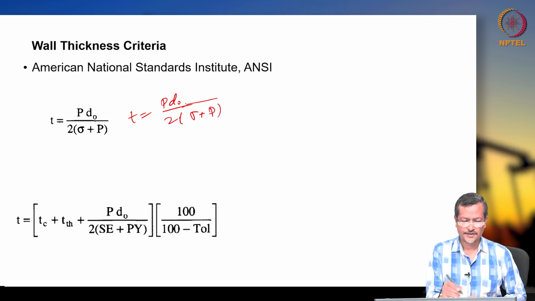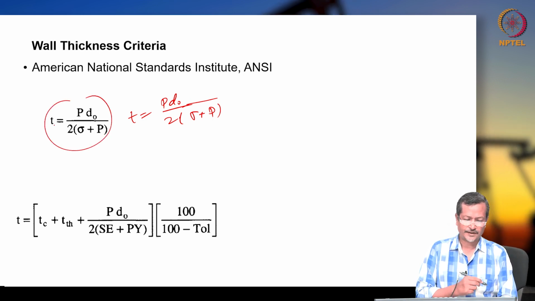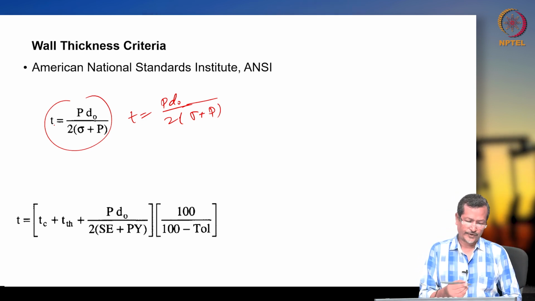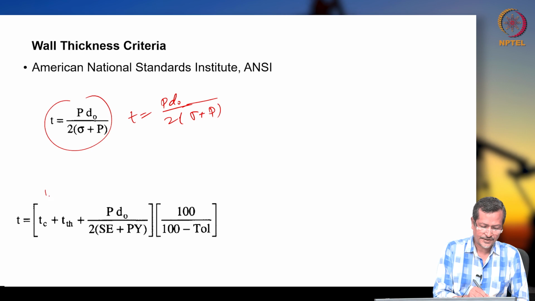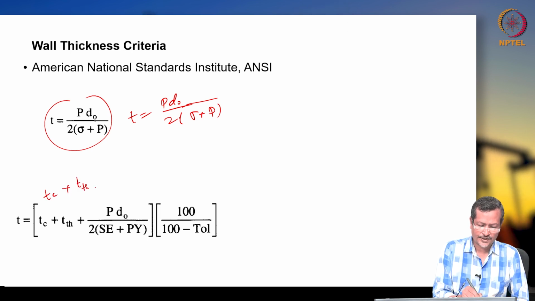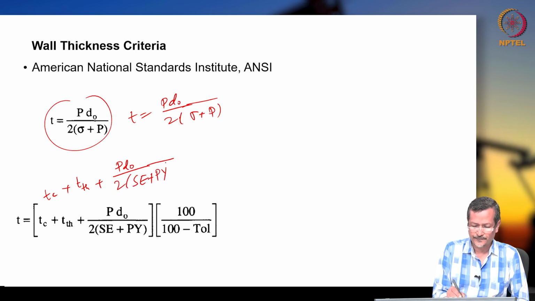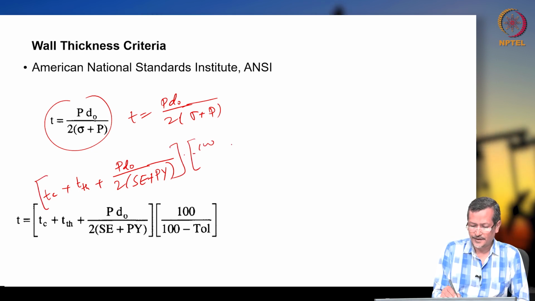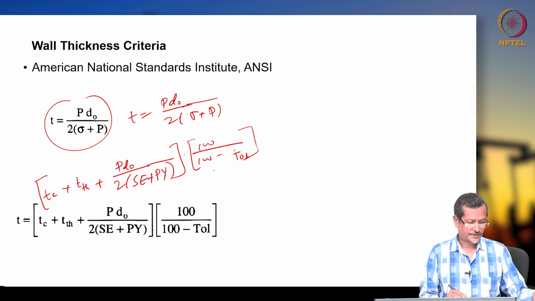Okay, I am rewriting the same equation again because sometimes when you watch the video, the printed equation does not come out well. And if we consider many other parameters, then the formula changes, like T equals TC plus TH plus PDO over 2 SE plus PY, then this whole thing in square bracket, divided by 100 minus TO1.